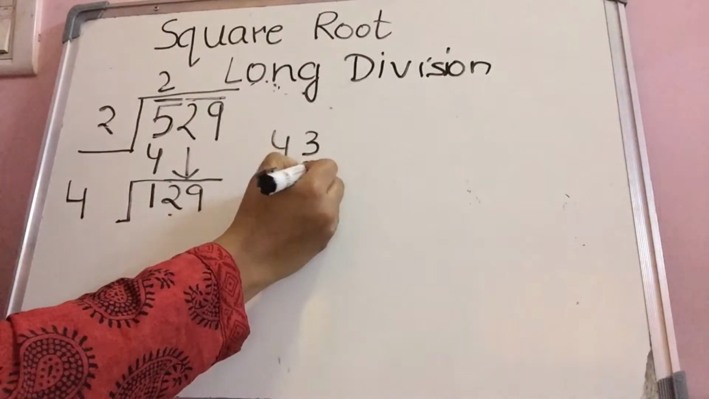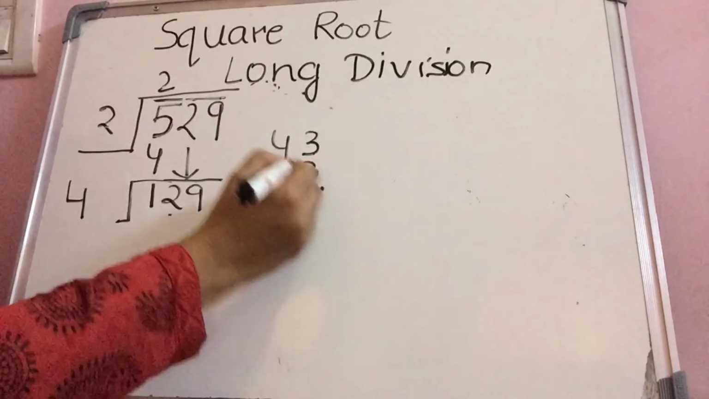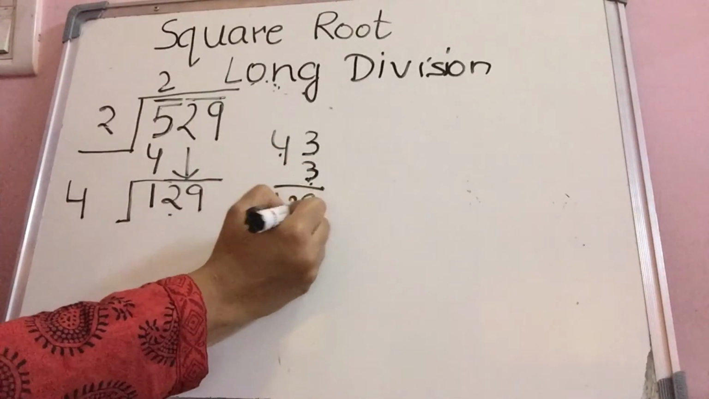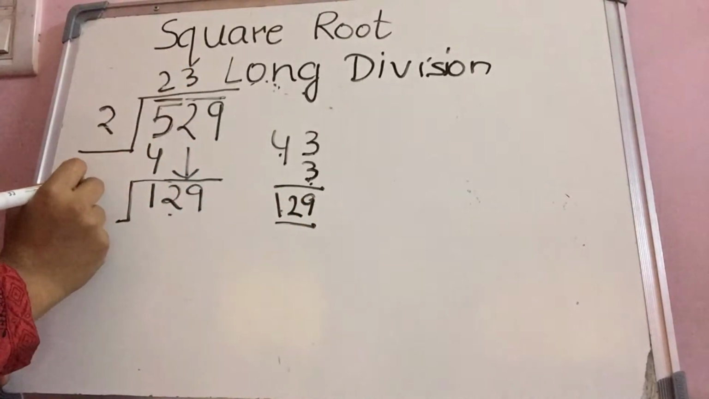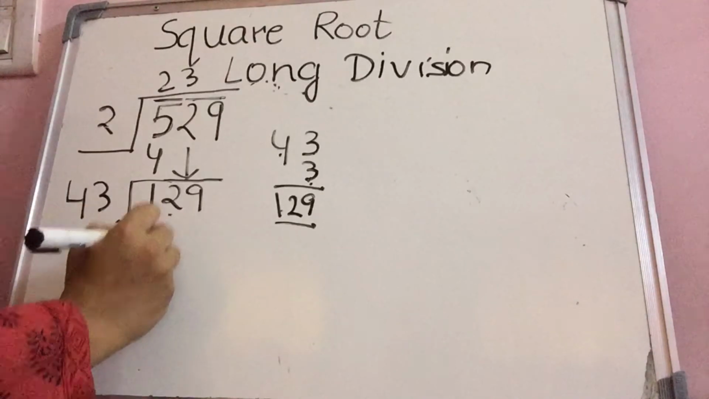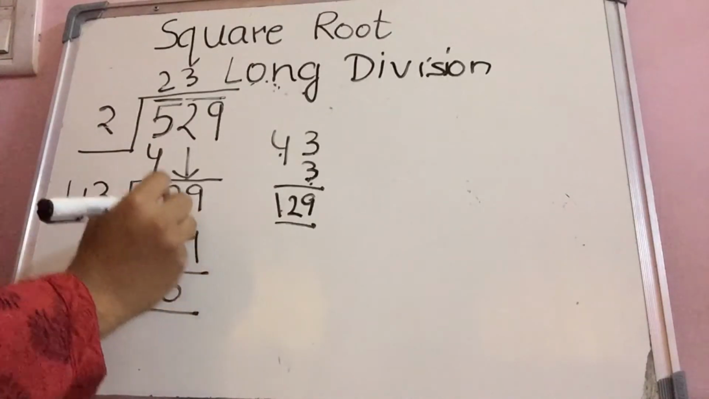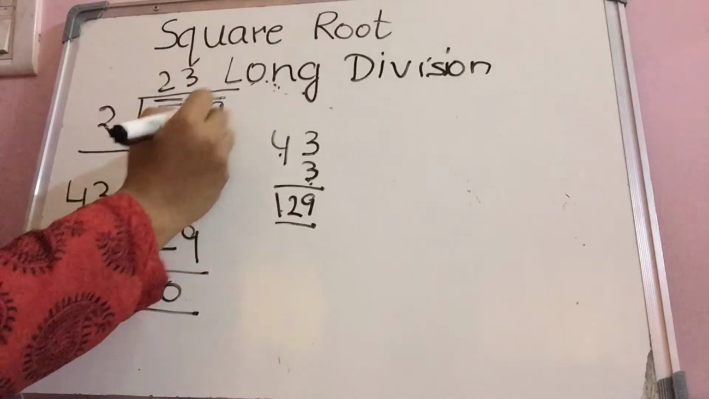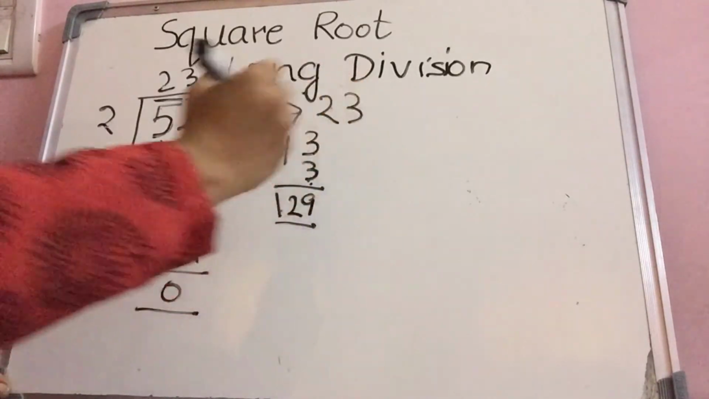If we take 3, 3 3s are 9 and 3 4s are 12. So it is the same number. We'll put it here and we'll put 3 at the unit place. It will become 43, right? 129. Subtract it and we'll get 0. So the square root of 529 is 23.